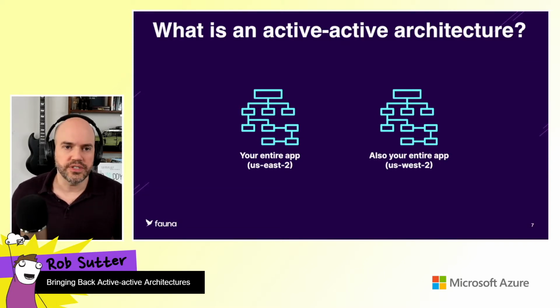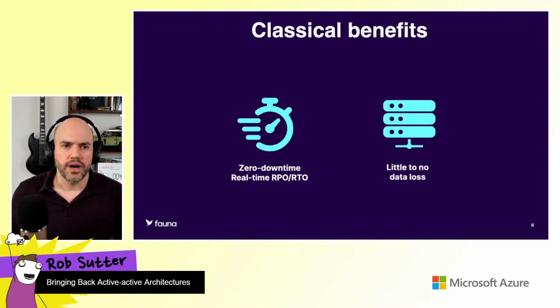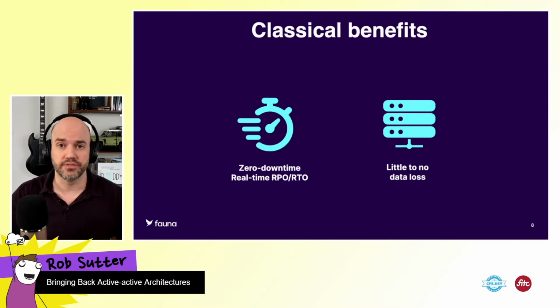And why would you choose an active architecture? Well, traditionally, you would choose one if you had mission-critical systems that could not tolerate downtime, that had real-time RPO and RTO requirements. RPO, of course, is your recovery point objective. So it's the point in time at which all of your data is recovered to. And RTO is recovery time objective, how long it takes you to restore service. So if you needed no lost data and an RTO of 0, an active architecture is really your only choice.